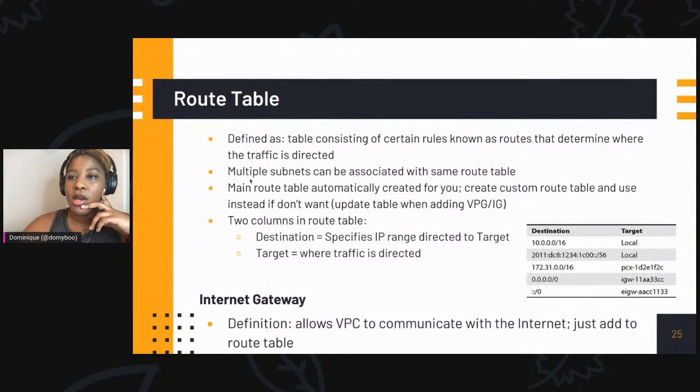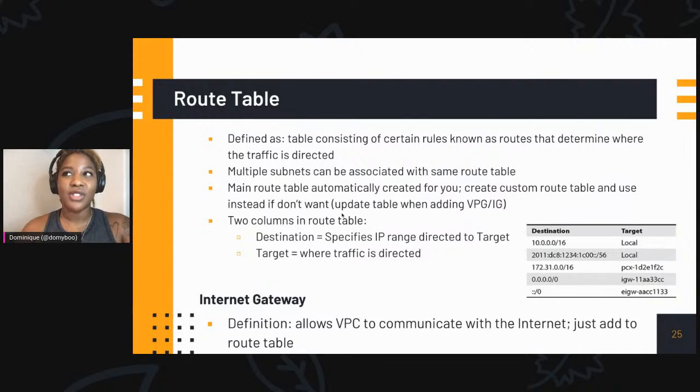Route table. A route table is a table consisting of certain rules that determine where your traffic is directed. You can have multiple subnets associated with the same route table. A main route table is automatically created for you, but you can create custom route tables and use those instead. So say, for example, the main route table just doesn't suit your needs.